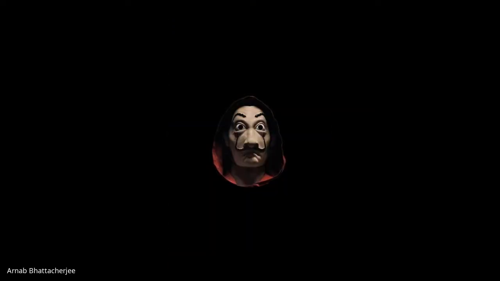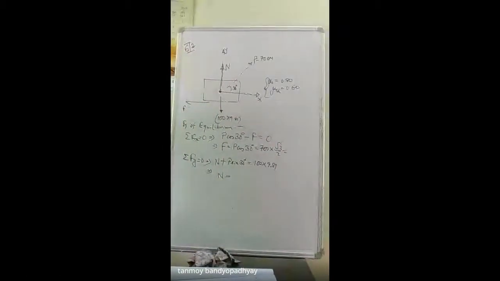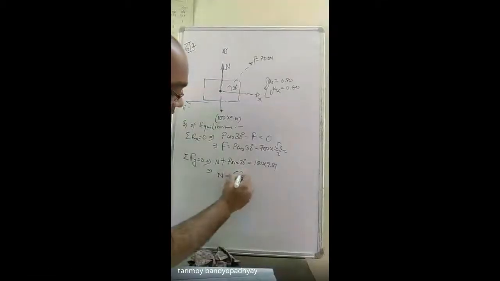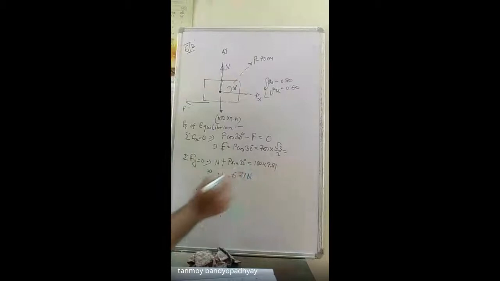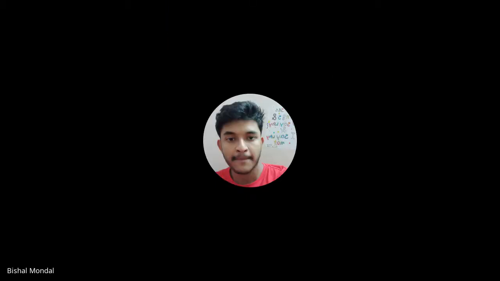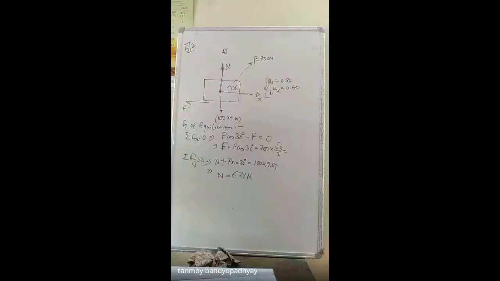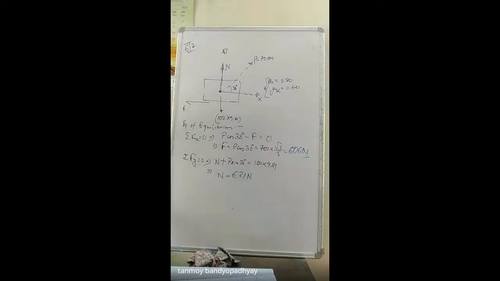So 631 Newton, normal reaction. Right, 631 is N? Yes, sir, N is 631 Newtons. And the value of F, sir, 606.21. So 606.21, something like that you'll be getting.